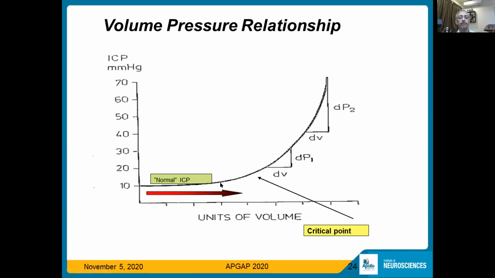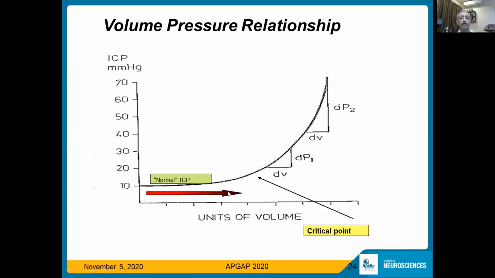This is a normal ICP. In the initial phase where the compensation is happening, there is not much change in the pressure as the volume increases. Now, when it reaches the critical point, the steep part of the curve, you see a small change or unit change in the volume causes a significant change in the pressures. Similarly, as it goes to the upper or steep portion of the curve, the same change causes a further significant increase in the pressures.